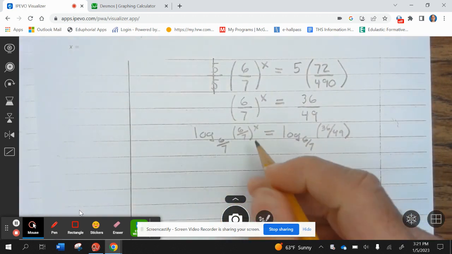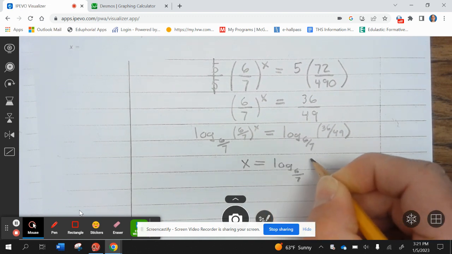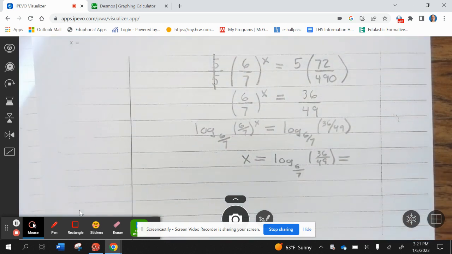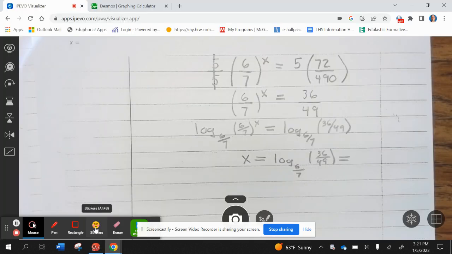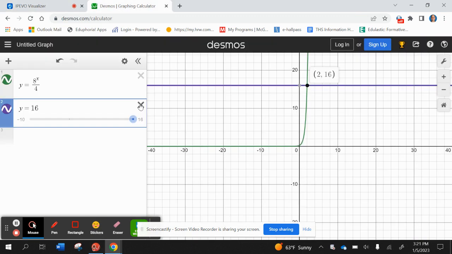Okay, well, that cancels. You're left with x equals log base 6/7 of 36/49, which we'll put in our calculator. So control log, control divide, 6 divided by 7, and then control divide 36 divided by 49, and you see we get 2. So x equals 2.